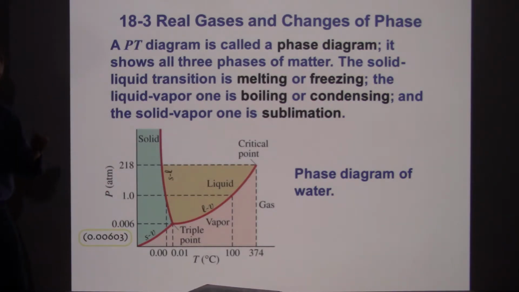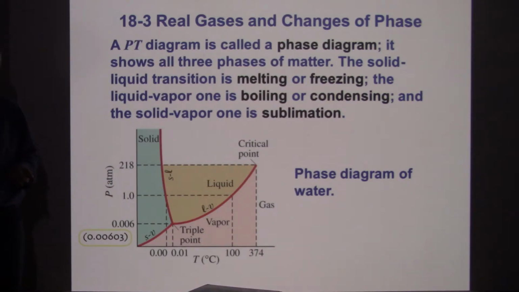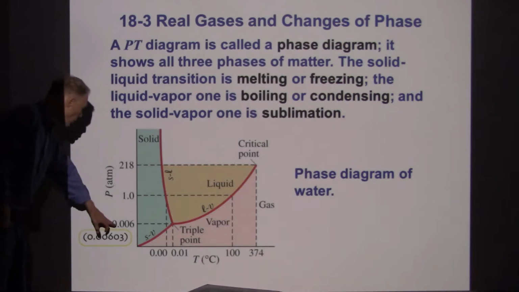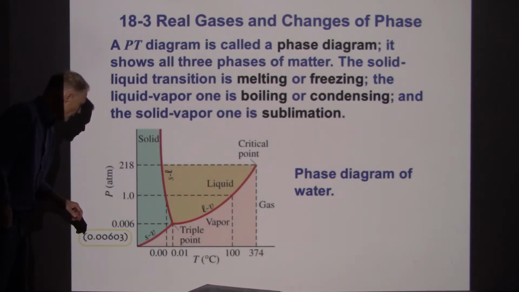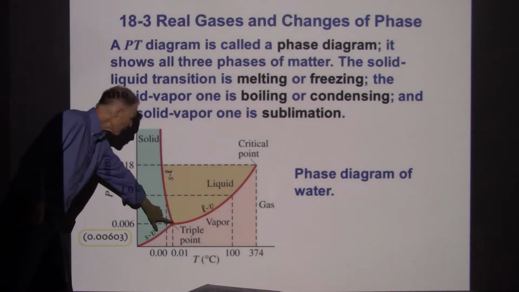Now if I convert that into pascals, which would be the standard units for this, it converts into 612 pascals. So atmospheric pressure would be 101,300 pascals. But now we've dropped the pressure. That's a really low pressure. So the pressure here is at 612, I believe, pascals at the triple point.